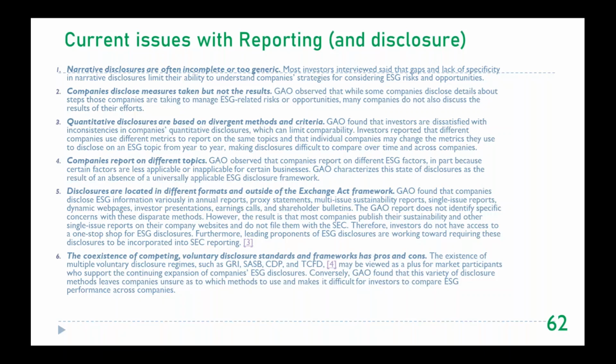These are some of the current issues with reporting and disclosure. If you're getting into disclosure and frameworks, these key points will help you in arriving at your disclosure and reporting.